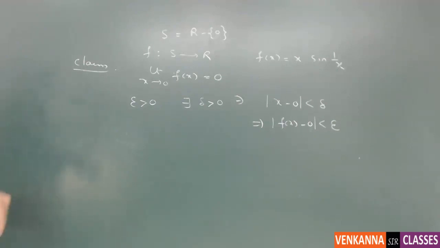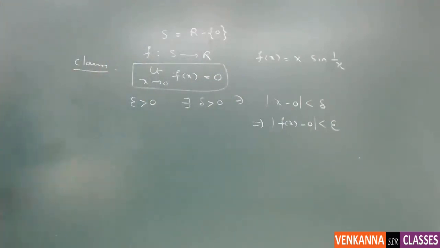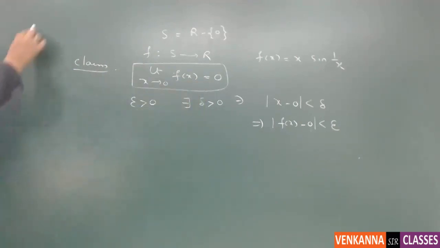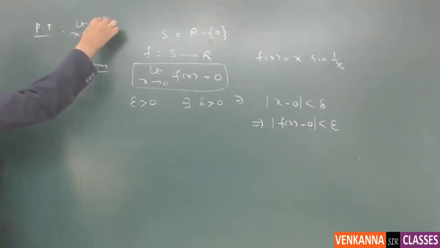So the approach here is, this is the problem I am taking. Claim: limit x tends to 0, f of x is equal to 0. This is the problem given. It is just like proving that limit x tends to a, f of x is equal to L.